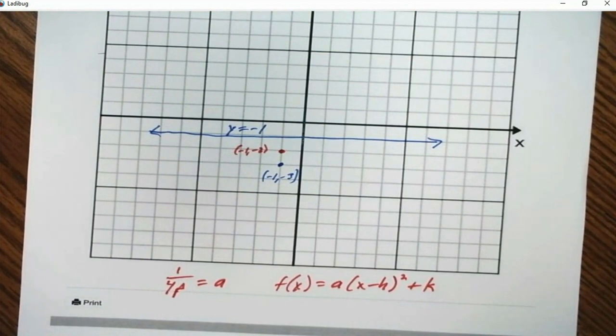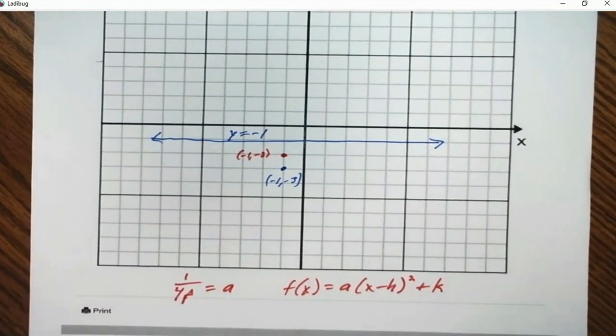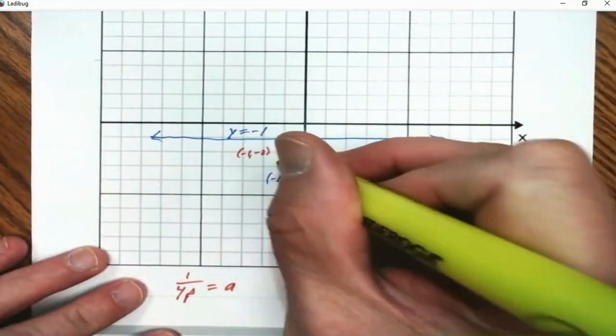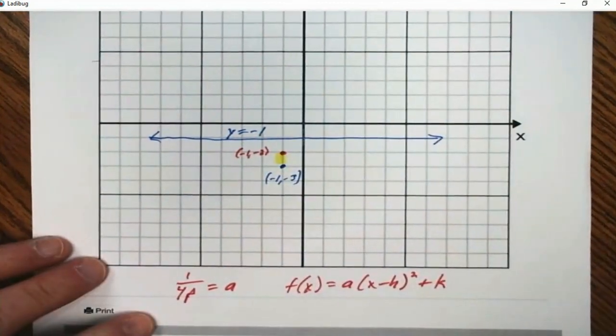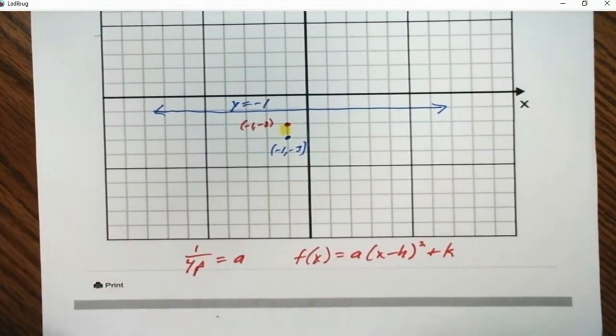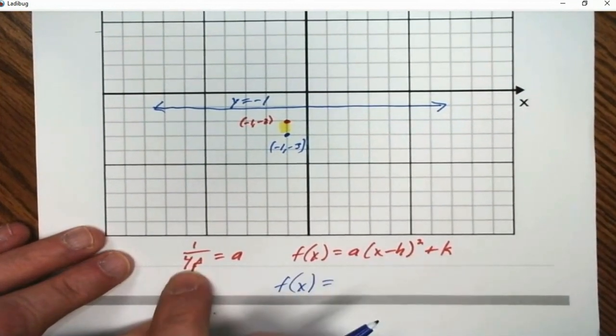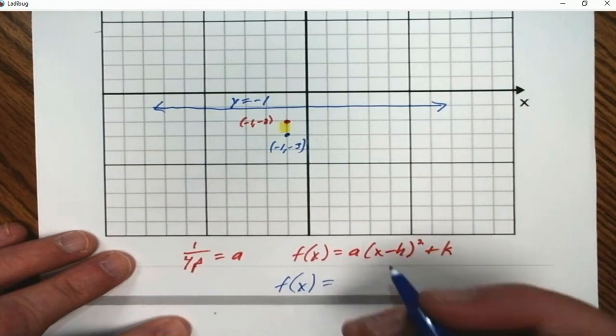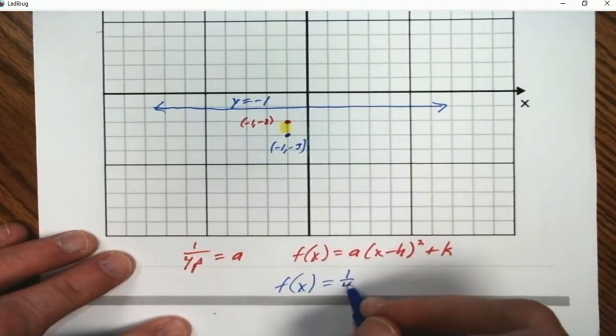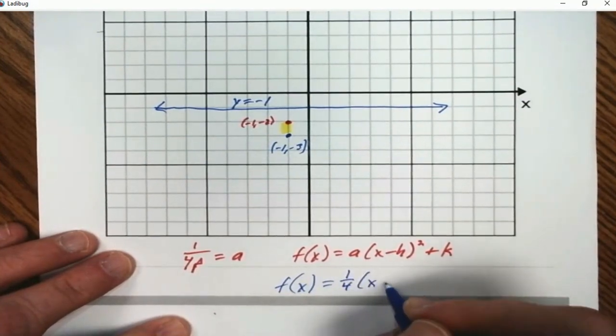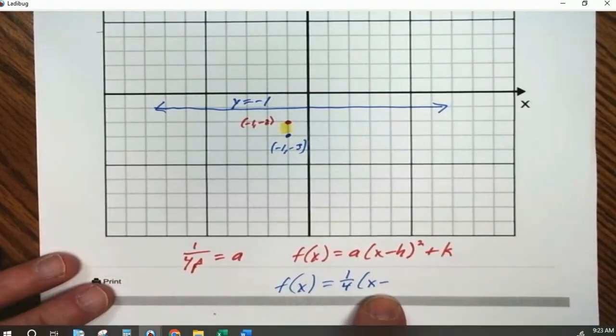I'm seeing 1s. Sure, that's how far it is. That's just a distance of 1. So that means if we're writing the equation for this, f of x equals, if p is 1, this is just 1/4. x minus, what's our h?